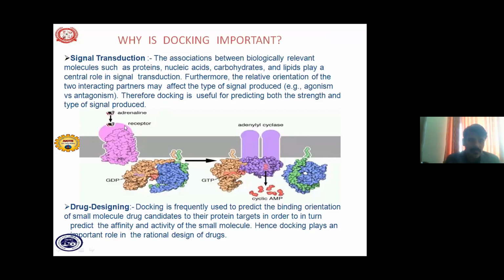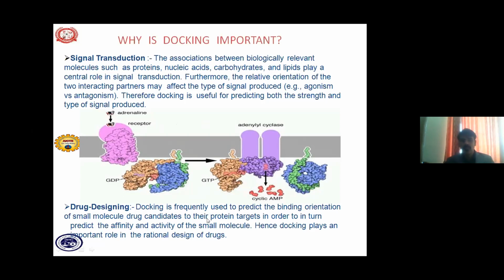Look at this, here is the receptor with adrenaline. Adrenaline is again a molecule, a chemical entity, and it may affect the type of signal produced. It's called agonism or antagonism. I think you are all comfortable with these old words, agonist and antagonist. So docking is very useful to predict the strength and type of signal produced. You can understand this. This is one pathway that you are seeing, the cyclic AMP pathway.